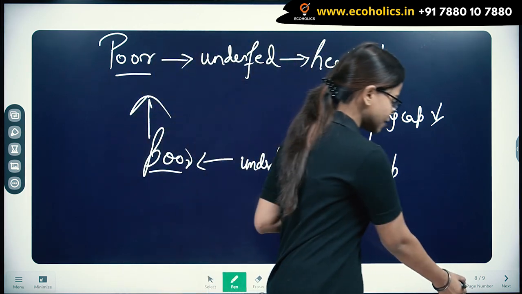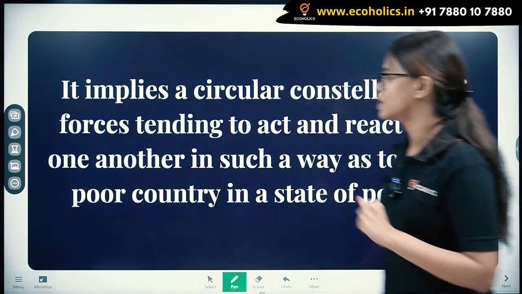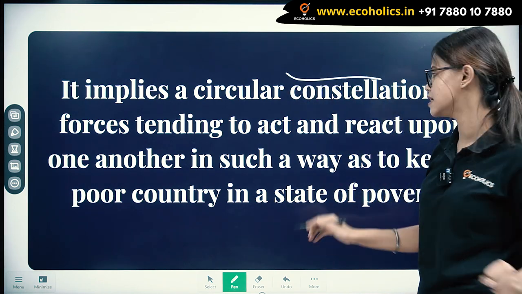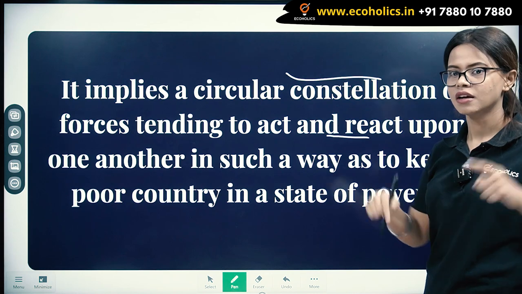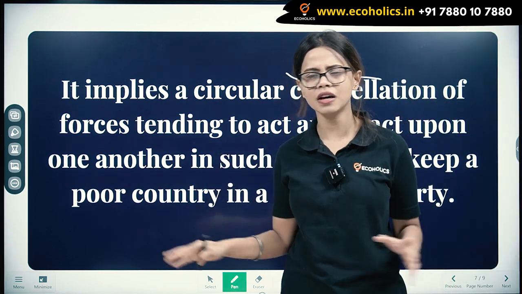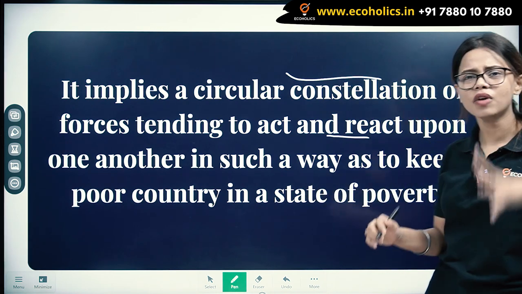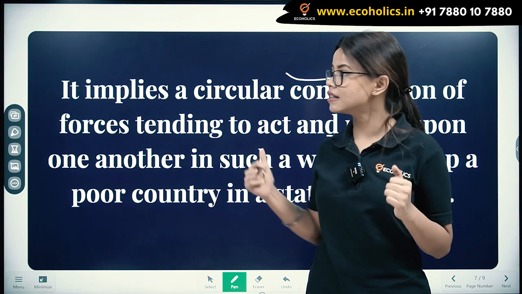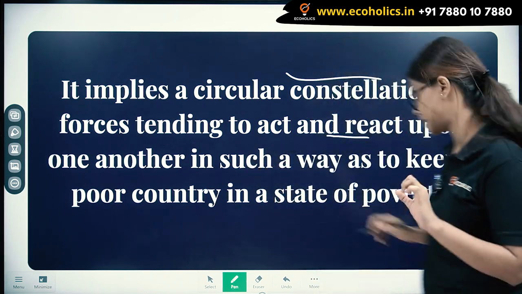Okay, let's come to the previous slide now. Now you will understand. It implies the circular constellation of all the forces tending to act and react. All the forces act and react in the same way. जिससे क्या रहता है कि वो कंट्री को पावर्टी से बाहर ही नहीं लेके आ पाते. ओके, बेसिकली दैट इज द मीनिंग ऑफ योर विशियस सर्कल ऑफ पावर्टी.